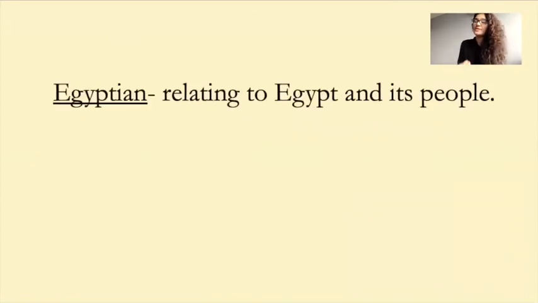Egyptian. This relates to Egypt and its people. So if something is Egyptian, that means it has something to do with the country, Egypt, and also the people who lived there.